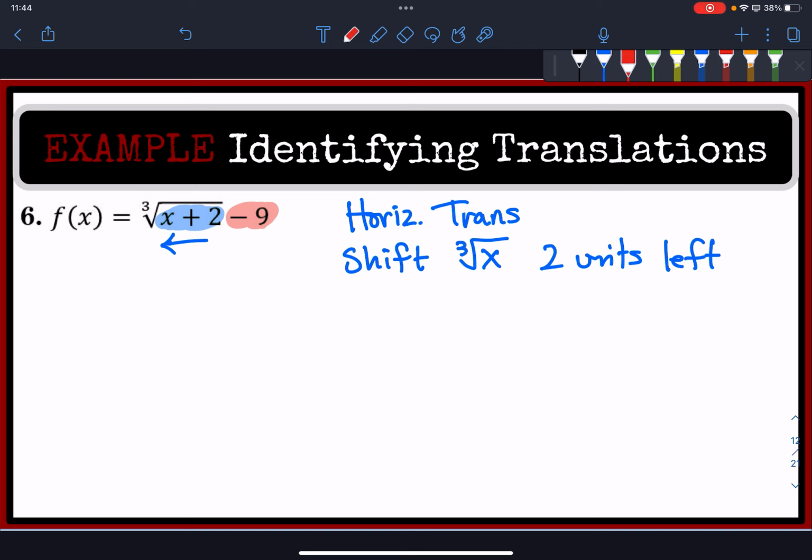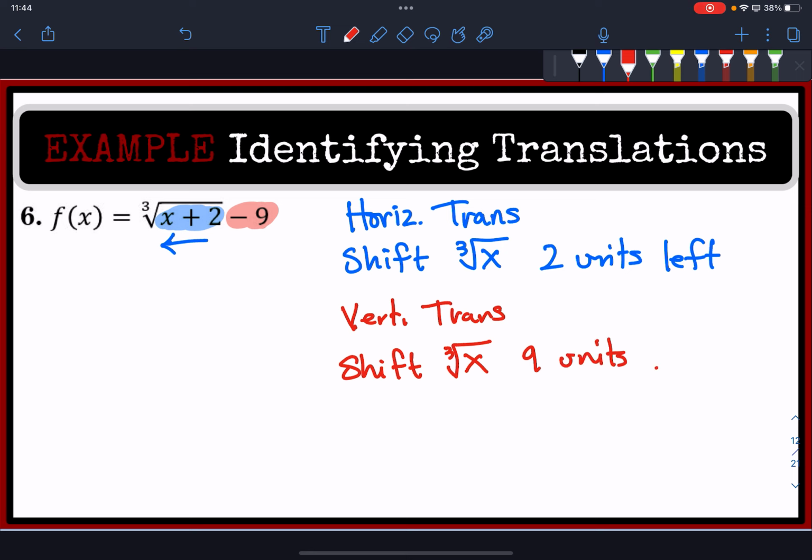And the red one is going to be a vertical translation, and that's going to slide our cube root function 9 units down. That one is just straightforward. Subtracting means down, positive means up. But with the horizontal one, it's the opposite.